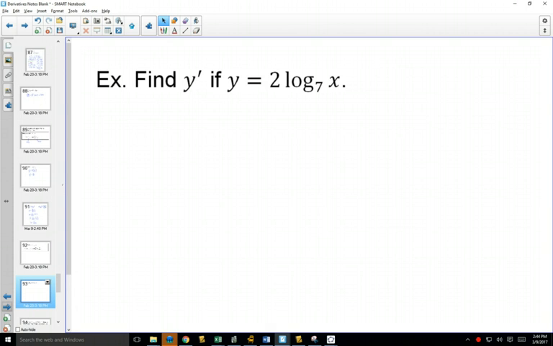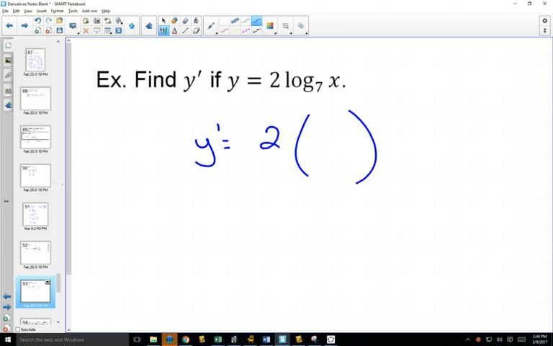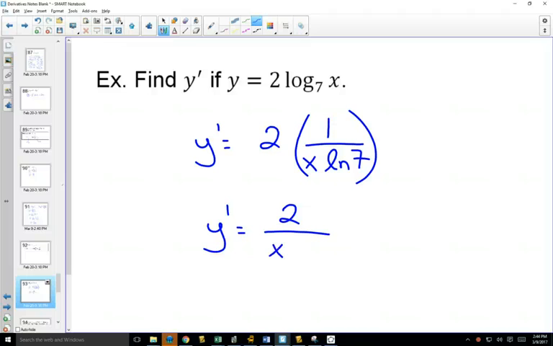So, derivative here, that 2 stays as a number in front. The derivative of log of 7 is going to be 1 over x, natural log of 7. So we get that as a derivative.